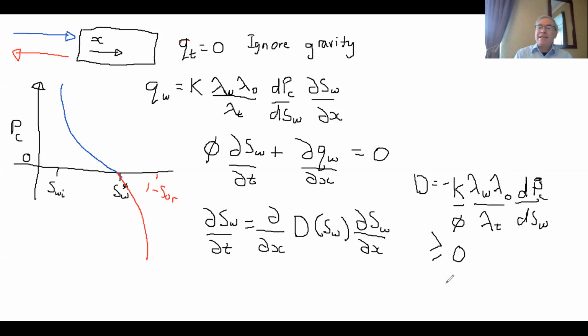Now, D itself is a positive number. Don't get fixated by the minus sign there. It's a positive function. Why? dpc by dS, this function is negative. It has a negative value. The mobilities are always positive. They can be 0. They're obviously 0 at the end point. For instance, the mobility of water here at the end point is 0. So D is a function of saturation, but its value is either 0 or positive. It's not negative. Okay, so we have this equation.